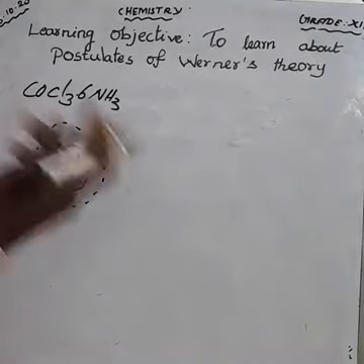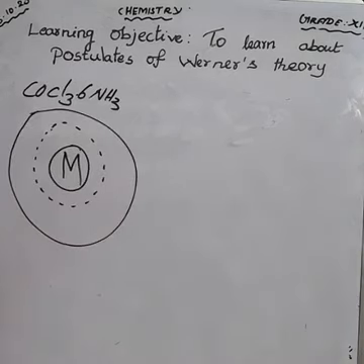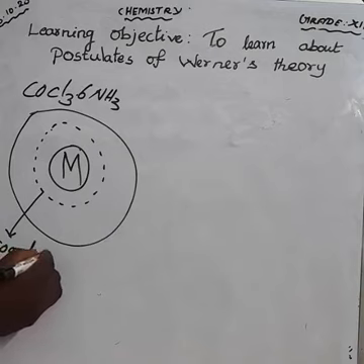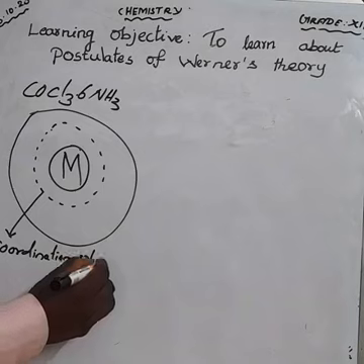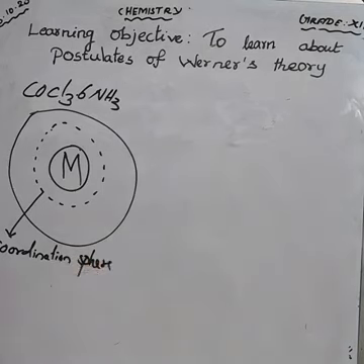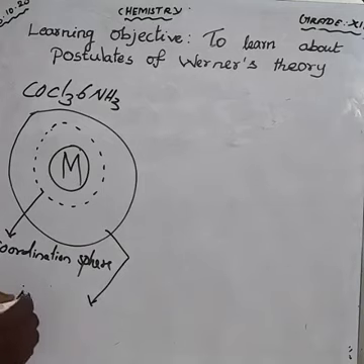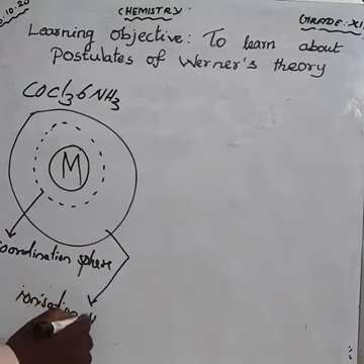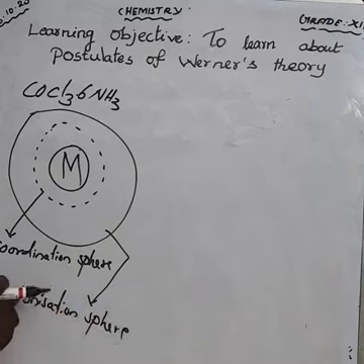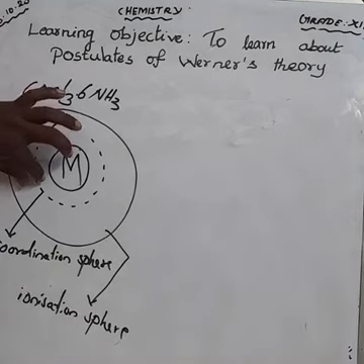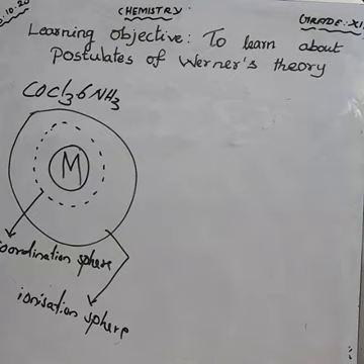This is one of the spheres. The next one is again one more sphere. Total how many spheres? Two spheres of attraction around the metal atom or ion in a complex. The inner sphere is known as the coordination sphere. The outer sphere is known as the ionization sphere. Inner sphere means coordination sphere, and the outer is the ionization sphere.